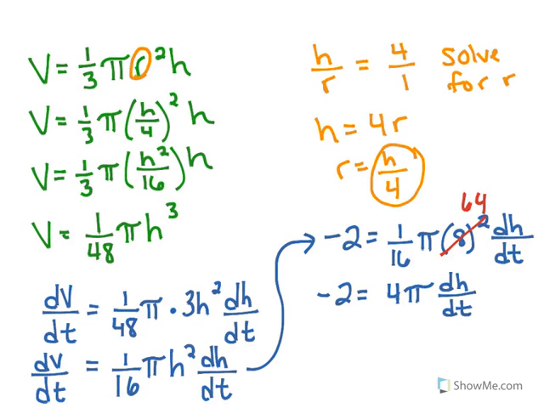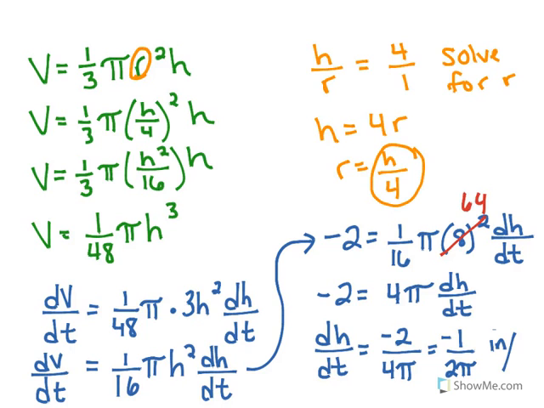Okay, so I have -2 is equal to 4 pi dh/dt. So dh/dt is equal to -2 over 4 pi, which is -1 over 2 pi. And the units here, since h was measured in inches and our unit of time was minutes. So this would be an exact value answer. If you wanted to give a decimal answer, -1 divided by 2 pi would come out to -0.1592. And again, that's negative.